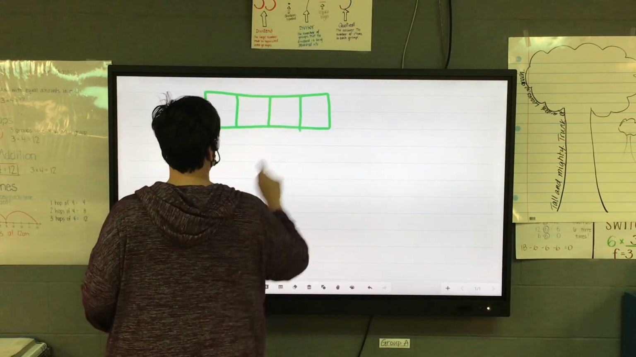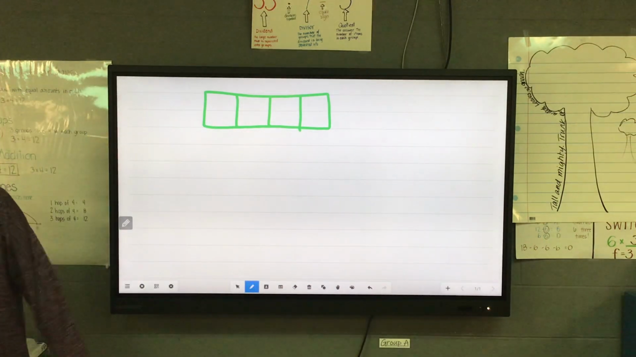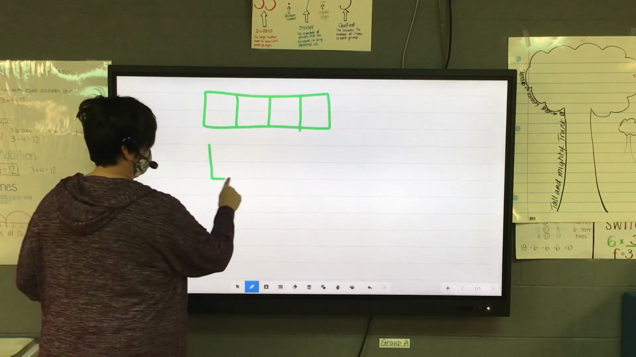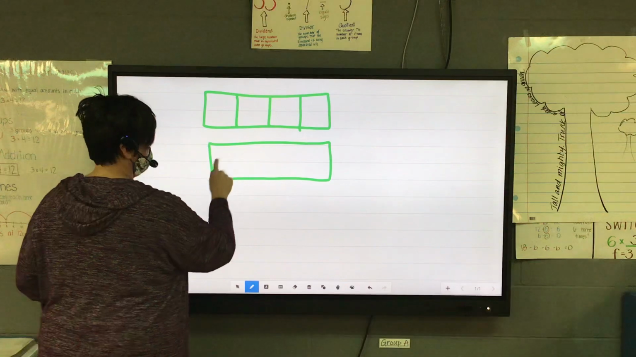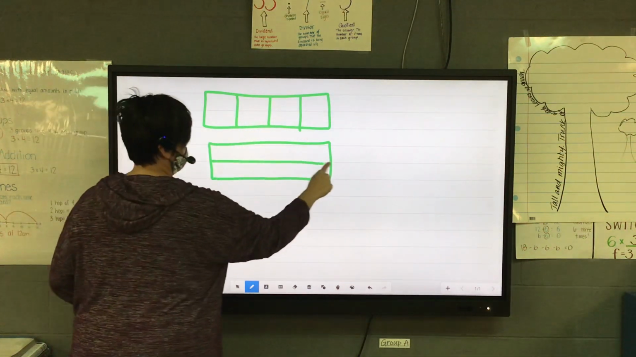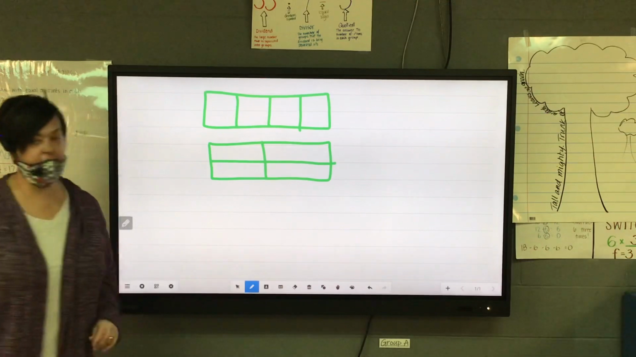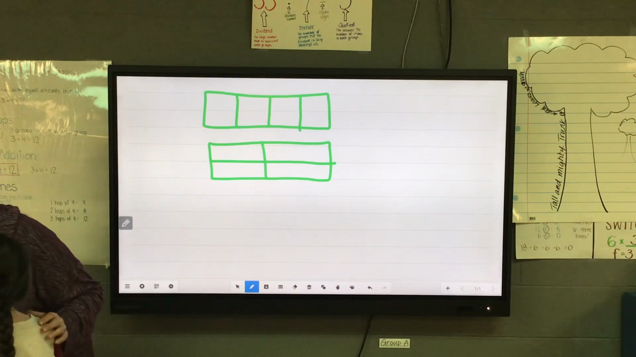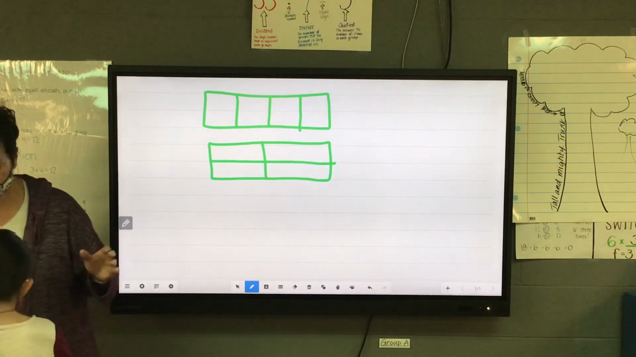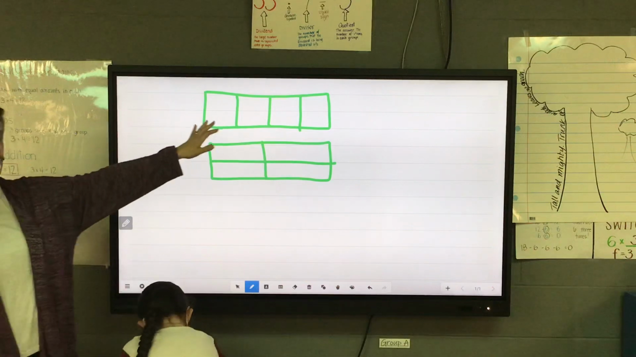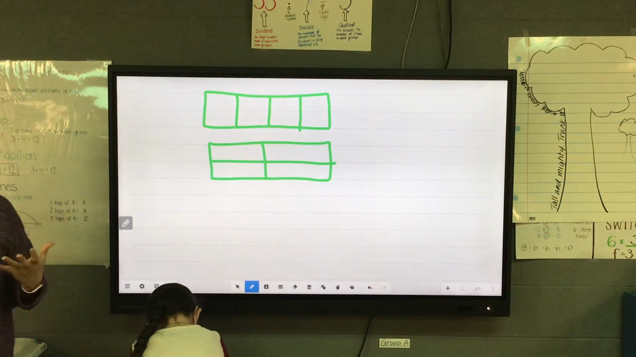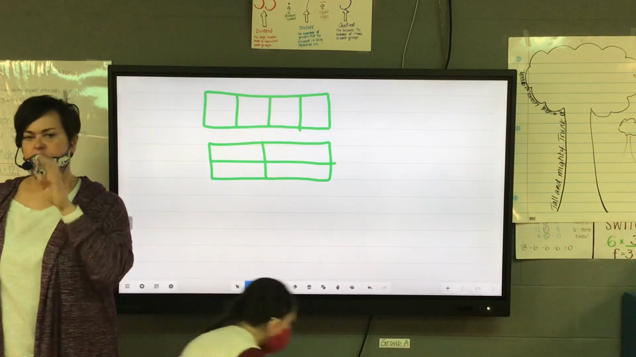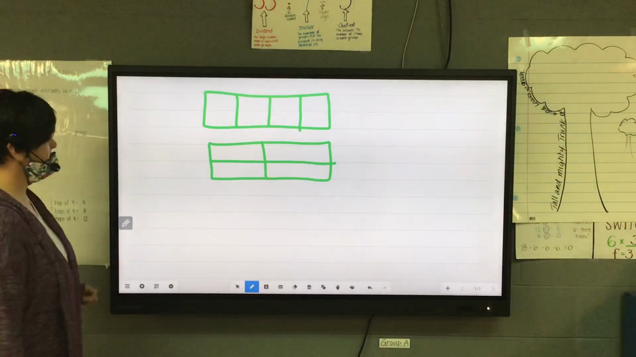I just draw the lines and it was exactly 4. Okay, make sure that your rectangle has 4 equal parts. Some of you might have done it this way. Others of you might have done it that way. Does it matter which way you create that? No. As long as there are how many equal parts? 4 equal parts.